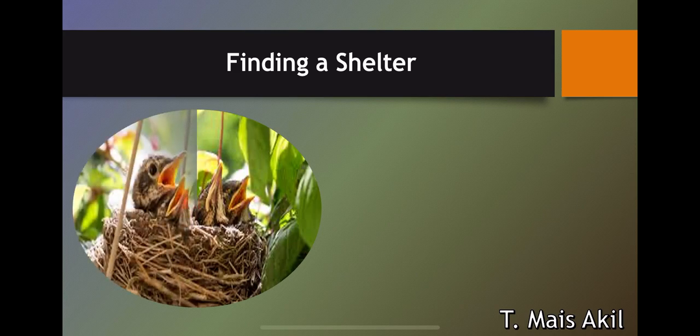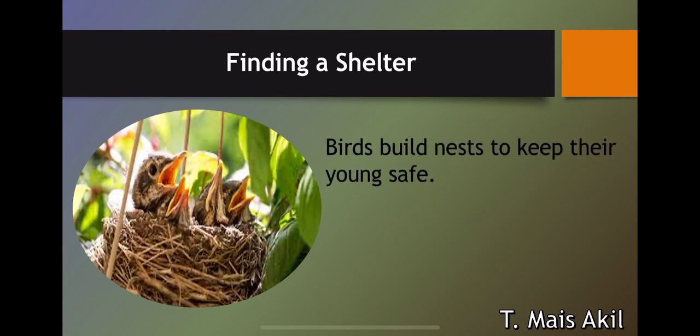We're going to see some animals that find shelters to stay safe, like these young birds, as you see. Where are these young birds? Yes, in a nest. And where is this nest? On the tree. Very good. And who built this nest? Very good. The parents or the adult birds. So the adult birds build nests to keep their young safe.